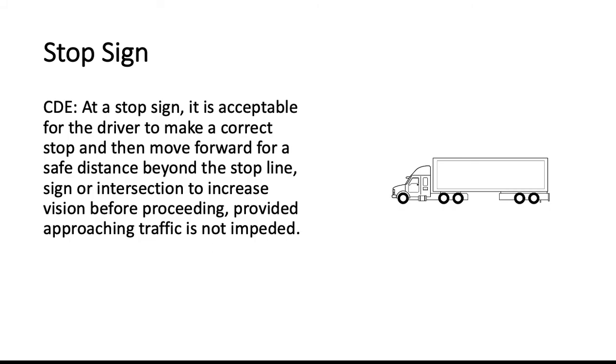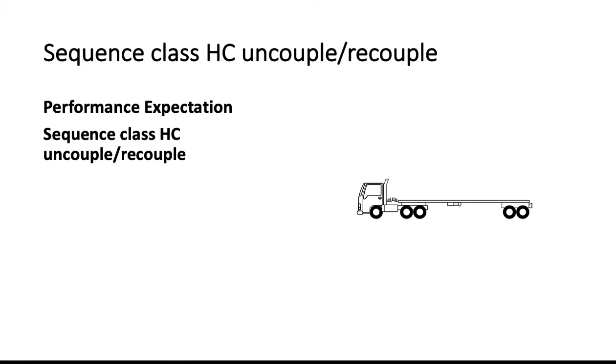More on stop signs, critical driving error. At a stop sign, it is acceptable for the driver to make a correct stop and then move forward for the safe distance beyond the stop line, sign, or intersection to increase vision before proceeding, provided approaching traffic is not impeding. So the critical factor there is they must stop first at the stop line. If they look to the left and the right and there could be some sort of a block out like a vehicle, then they can creep forward and look.